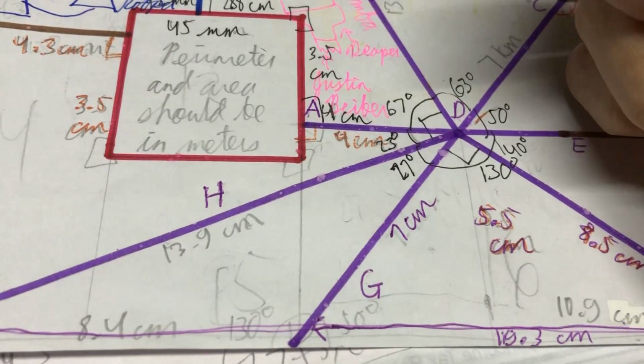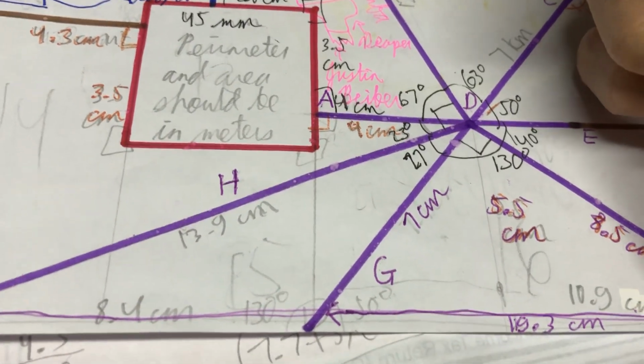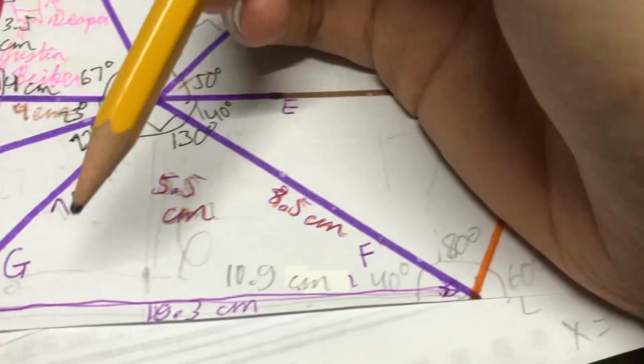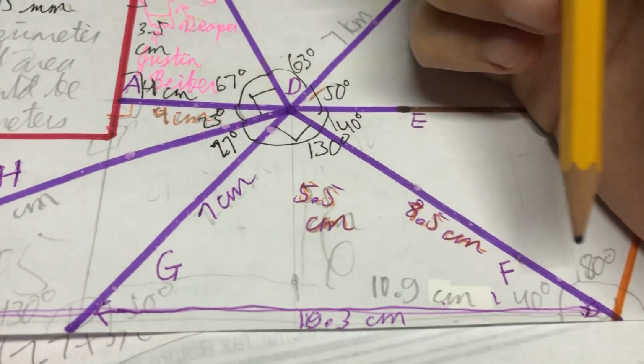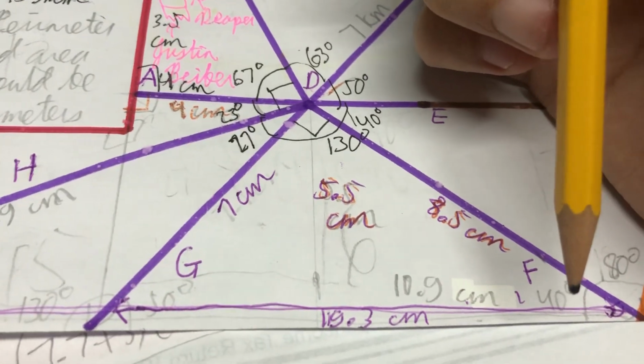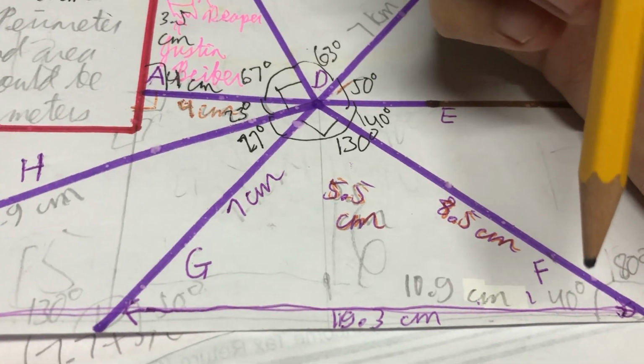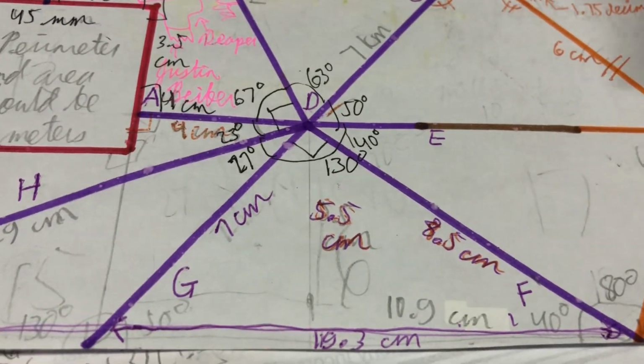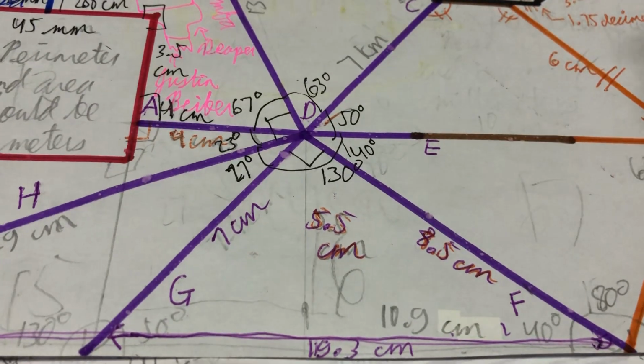Pero ano yung measure sa third angle nito? 90 plus 50 is 140. 180 minus 140, eh di 40 degrees. 40 degrees ang sagot dito. Now, here's another catch. The problem is when we get to the succeeding triangles, because of this angle, we do not know what the measure of the next angle is.